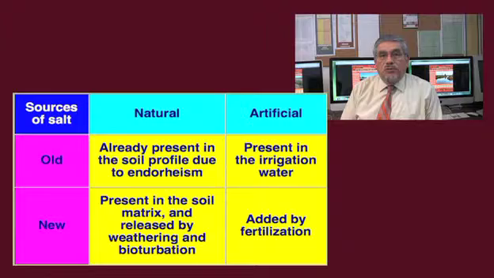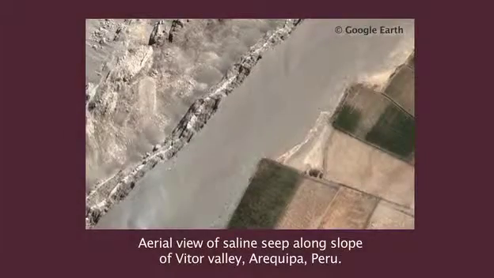There are 4 sources of salt: old natural, old artificial, new natural, and new artificial. Old natural salts are those already present in the soil profile and subsequently leached by the excess irrigation waters. These salts occur in fully or partially endorheic geologic settings, such as lakes and inland regions with a geologic history of deficient drainage. They also occur in near coastal marine environments that have been subjected to uplift.